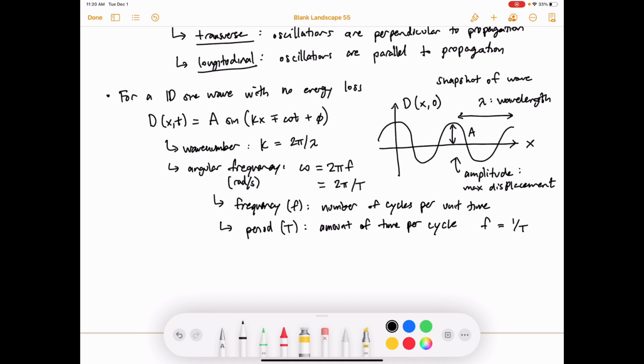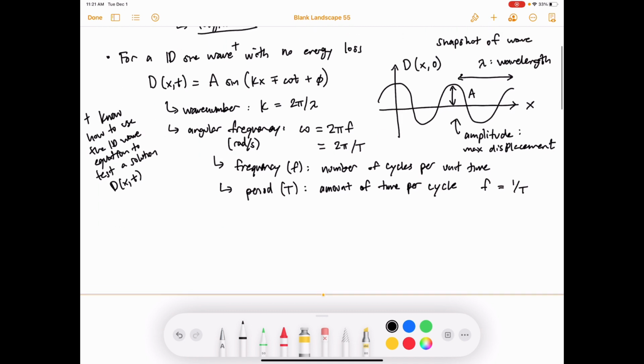You should also note, just as a side note, know how to use the 1D wave equation to test a solution. In other words, if you are given some function D of x and t, you should know how to use the 1D wave equation to test out that solution. Okay, so we're not going to go through that here. That's just something to take note of. Okay, next.